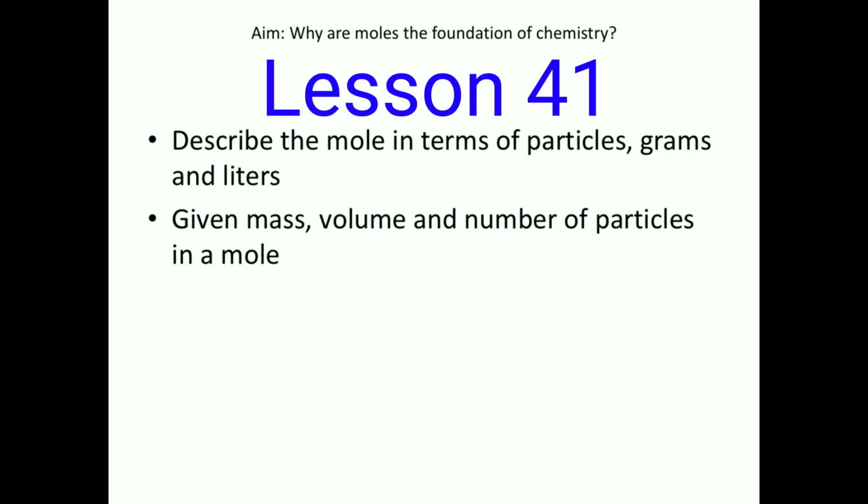Hi class, welcome to lesson 41 of Unit 6, Stoichiometry. Today we're going to focus on the mole. We're going to define a mole and then convert between particles, mass, and volume and a mole.